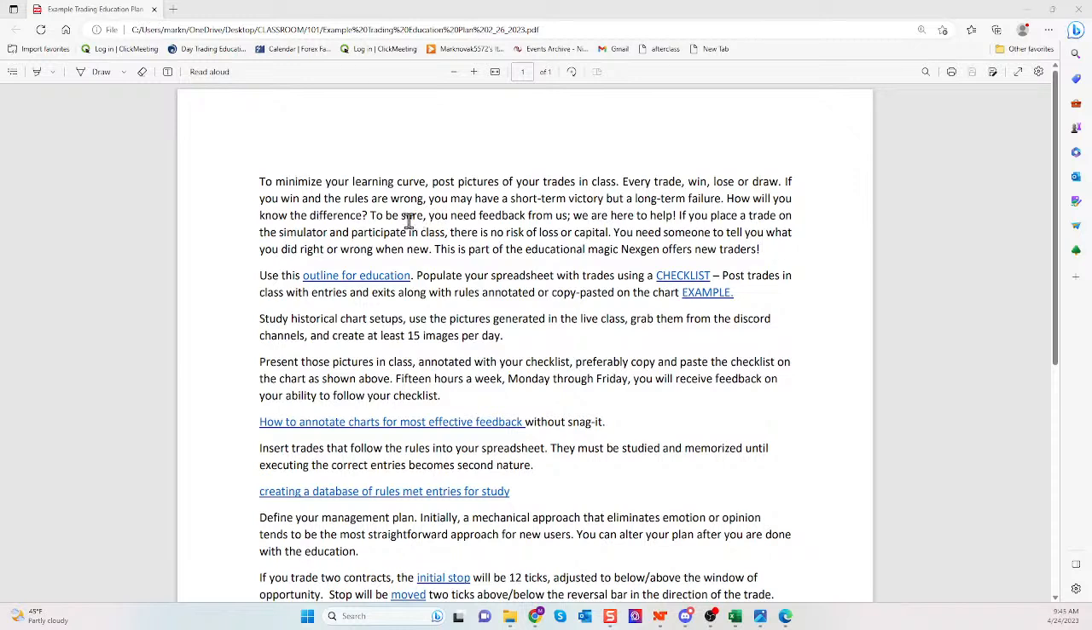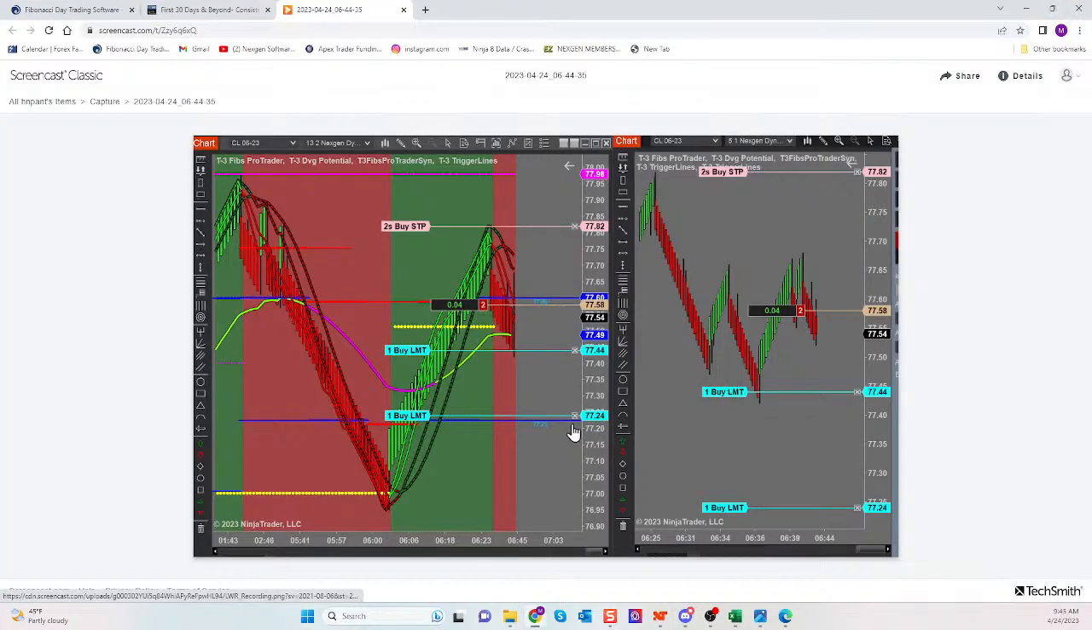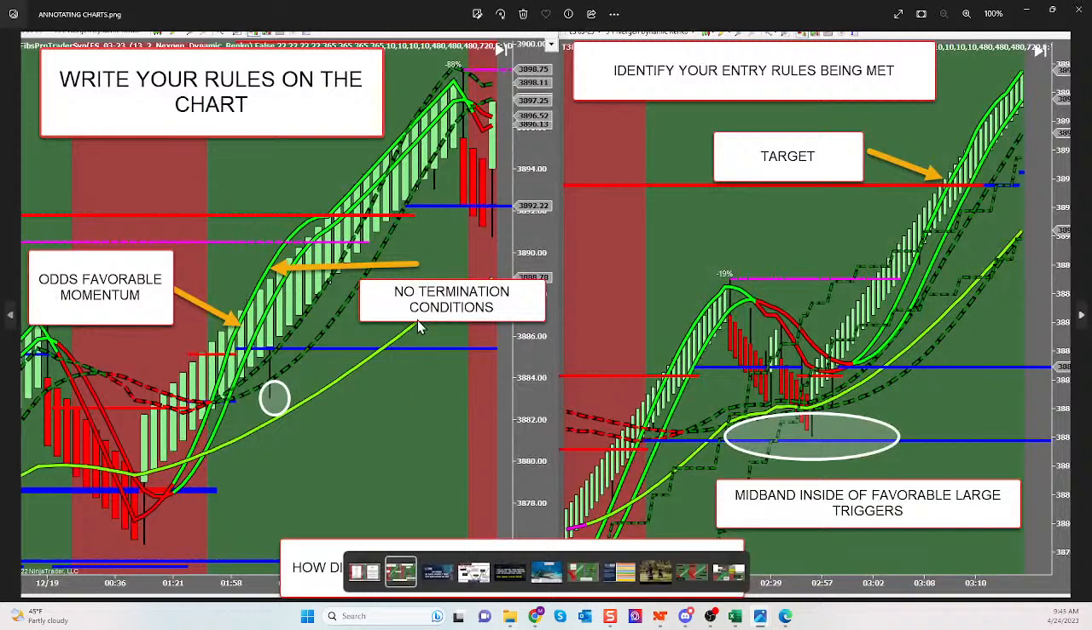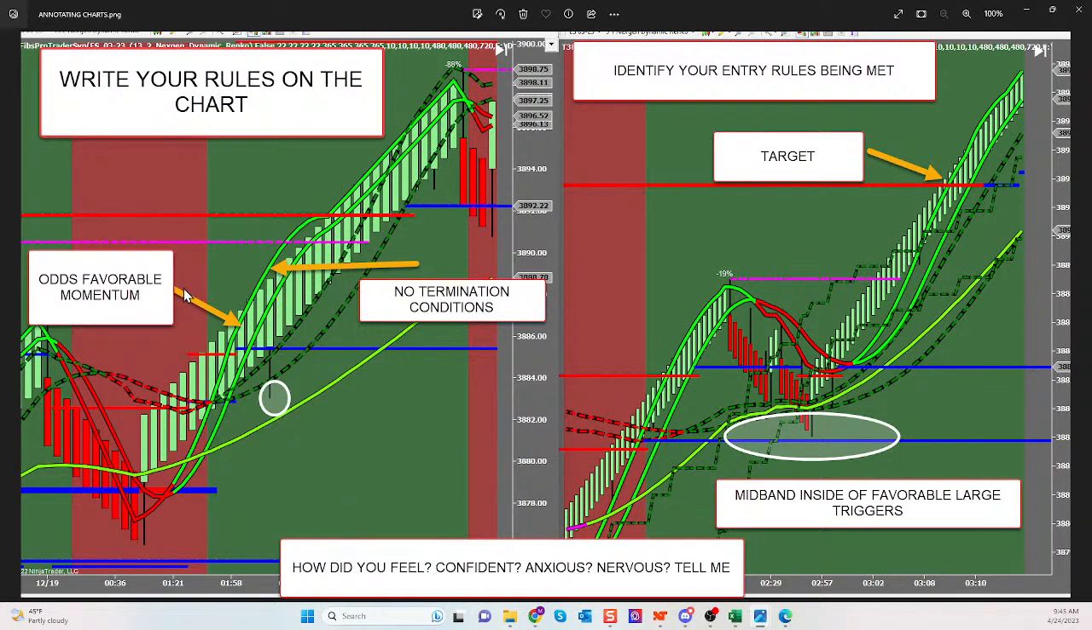How are you going to know the difference? You need feedback. We're here to help. If you place a trade on the simulator, you participate in class, there's no risk of loss of capital. You need someone to tell you what you did right or wrong when you're new, and that's part of the magic of what we do, guys. Every time you post a chart, it's all about you. Every time you post a chart, what do you need to do when you post a chart, HM? I need you to write your rules. Why did you do what you do? Write your rules on the chart. Guys, I can't tell you if you followed your rules if you don't tell me what your rules are.